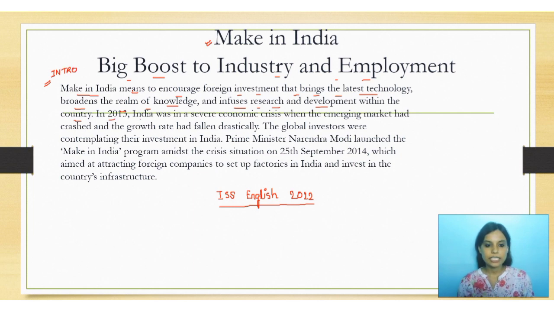So next talk about when it was established, like when it was made. In 2013, India was in a severe economic crisis when the emerging market had crashed and the growth rate had fallen drastically. The global investors were contemplating their investment in India. Prime Minister Narendra Modi launched the Make in India program amidst the crisis situation on the 25th of September 2014, which aimed at attracting foreign companies to set up factories in India and invest in the country's infrastructure.